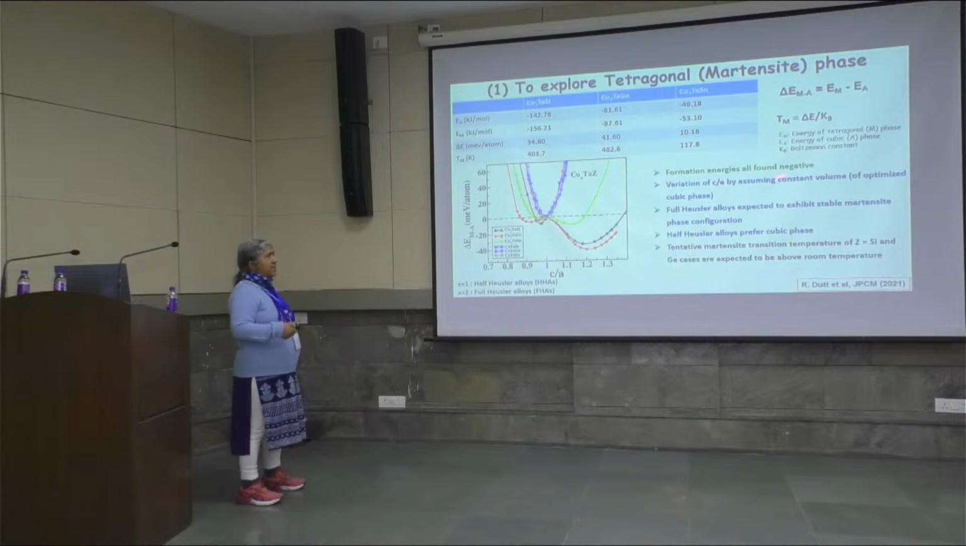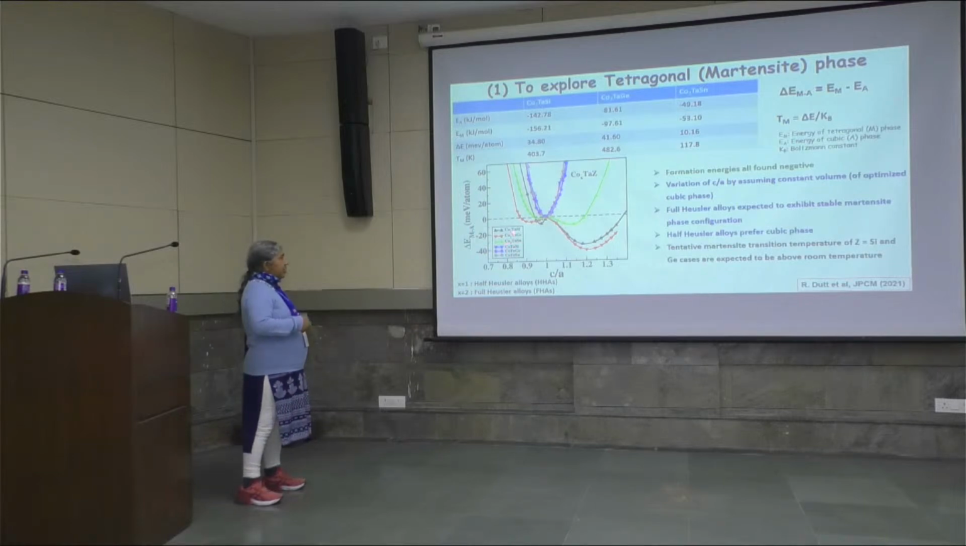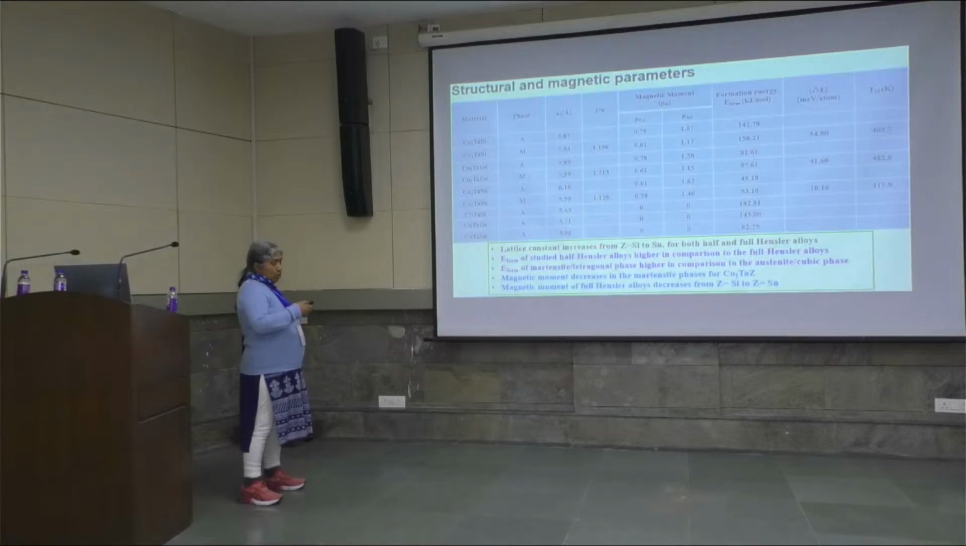So we see that formation energies of all of them are found to be negative, and when we vary the c/a, we see only the full Heusler alloys show a typical tendency of lowering of energy at a c/a value higher than 1. But on the other hand, for all these 3 half Heusler alloys, the cubic phase is found to be the lowest energy, and this is expected. So this is just to say about structure and magnetic properties.